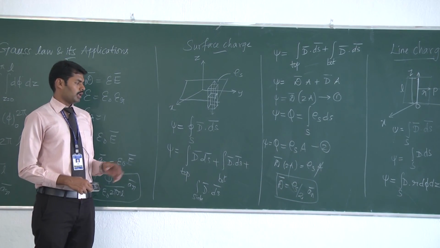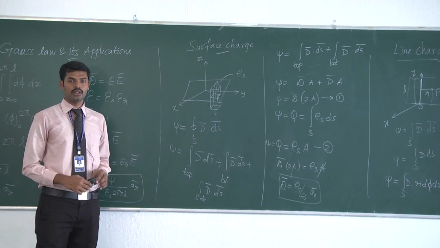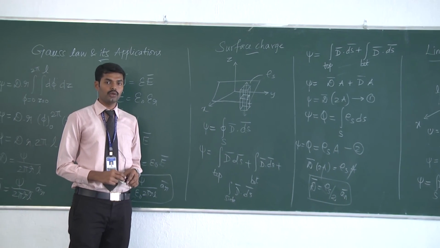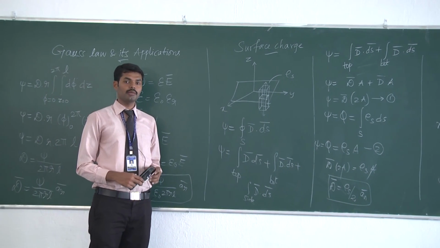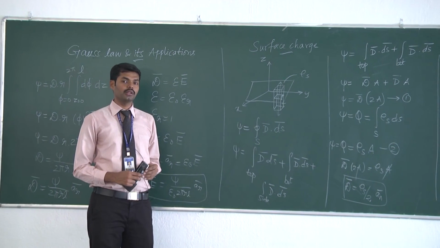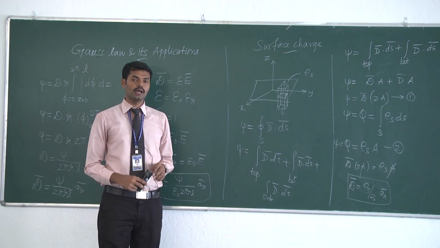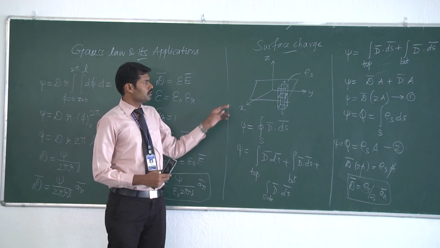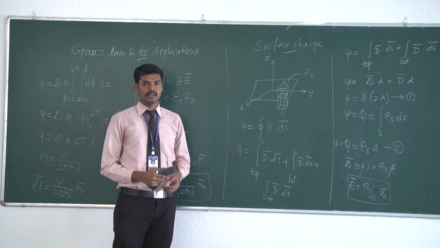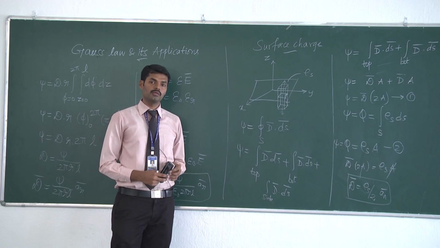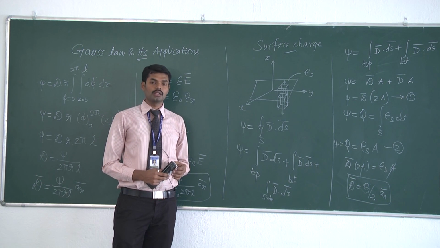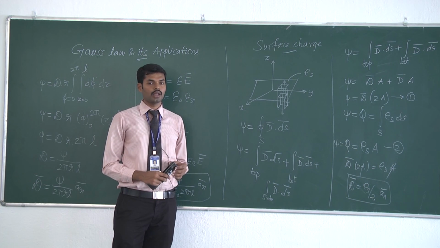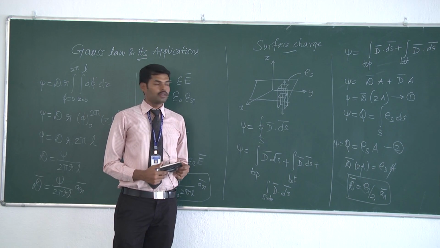The Gaussian surface that we are considering plays a very important role in Gauss law. Gauss law can be applied only for a Gaussian surface. This Gaussian surface should be normal to our electric flux density, and the Gaussian surface that we are considering should enclose the charges. The charges can be a point charge, line charge, surface charge, and it can also be a volume charge. So, thank you.